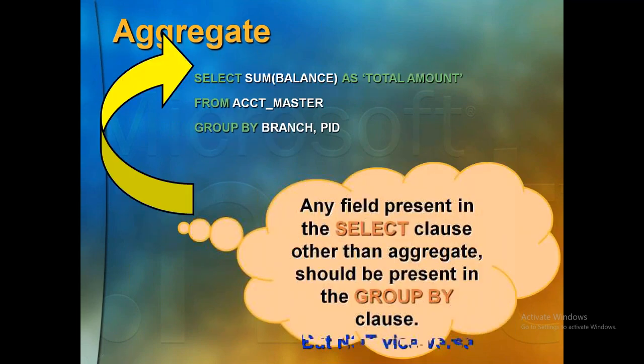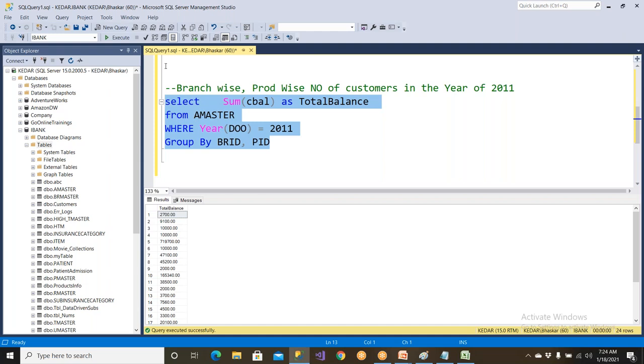But not vice versa. I have two columns here. These columns need not be there. It is going to work, right? But not vice versa. Okay, but this query is not meaningful because I am not going to display any branch, any product ID, even though syntactically this query is perfectly fine. So this is the query. Even though I remove something, it is going to work. Clear?